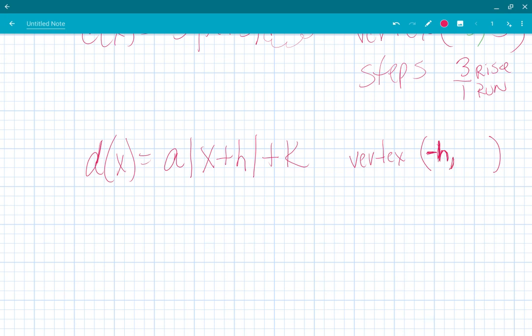And what's the y value? K. Whatever k is, it's a placeholder, right? It's just a number. And what's the size of the steps? A. Steps height, all right? Is A over 1, right?